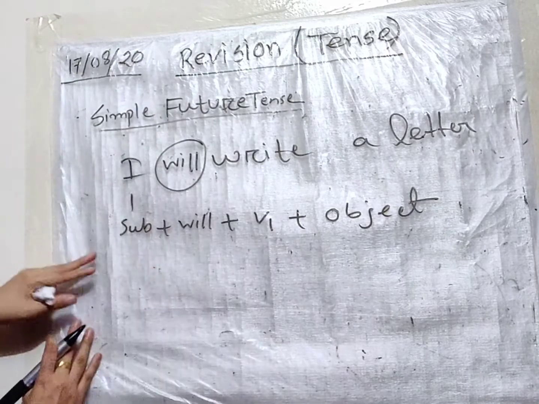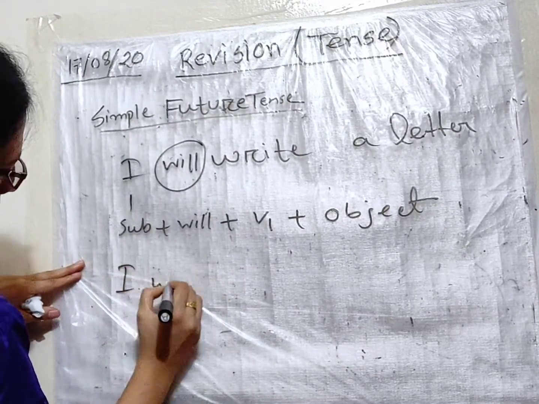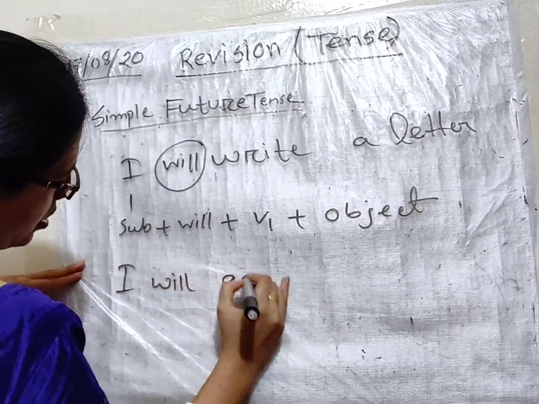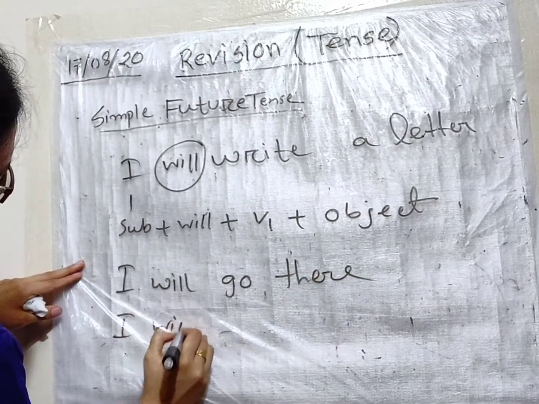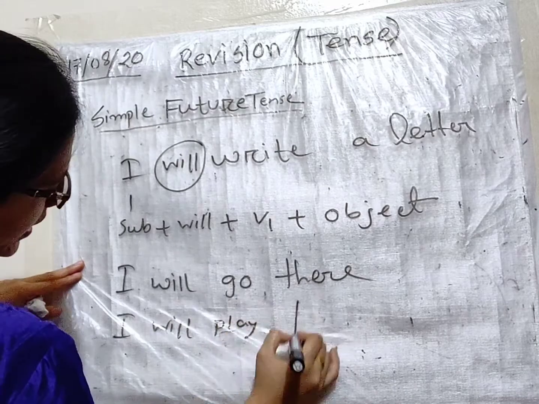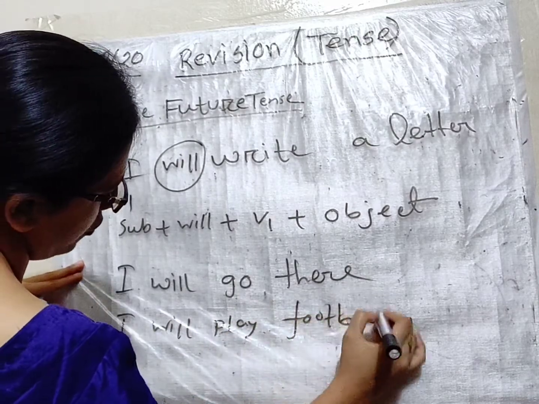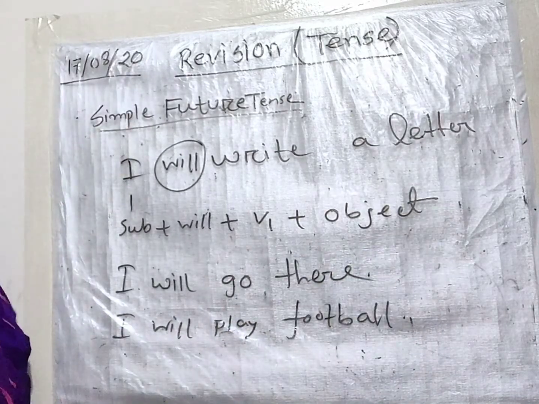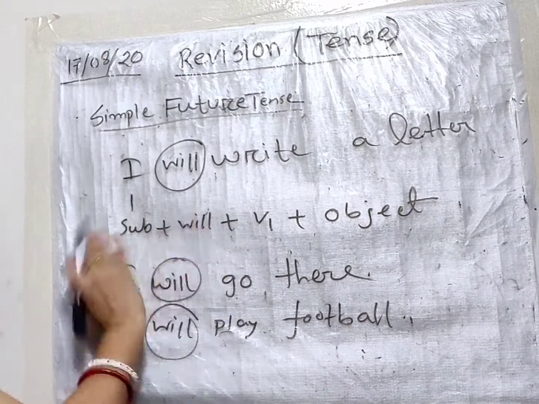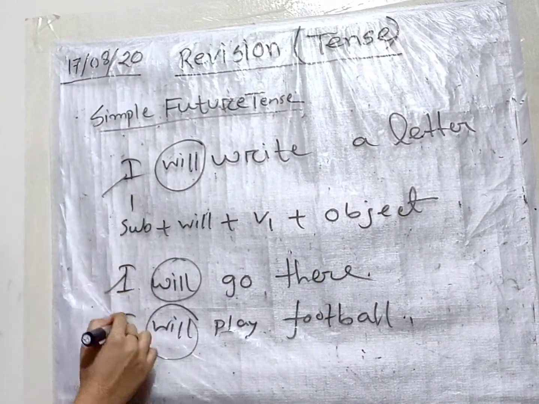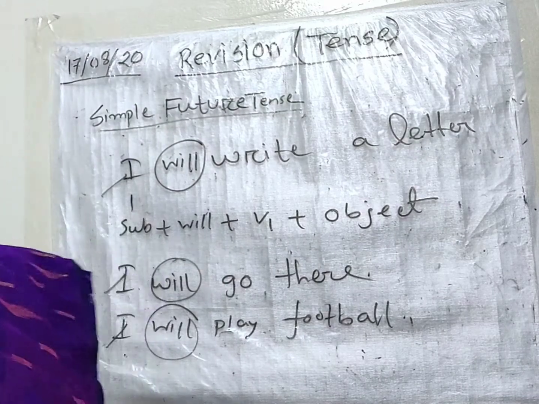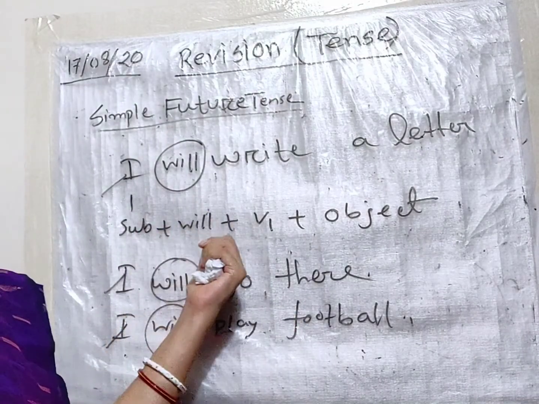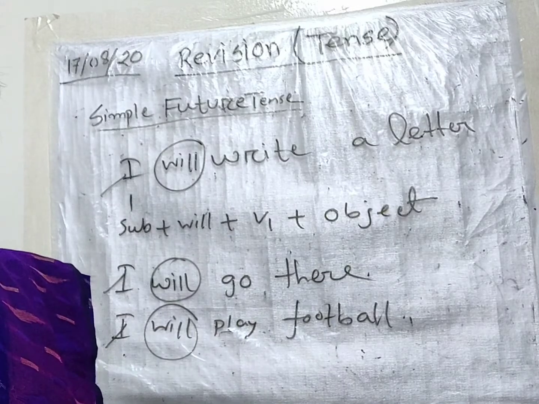Write another sentence. I will go there. I will play football. Easy. Each and every sentence is expressing something that you are going to do in the next time. So the structure is subject plus will plus V1 plus object.